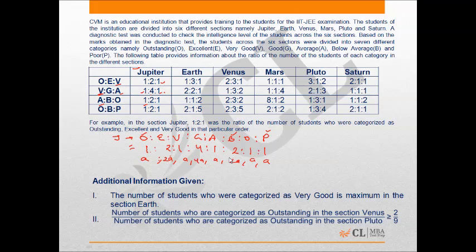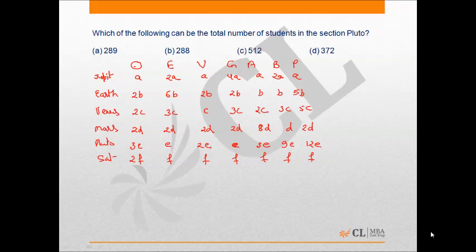Similarly, if we calculate the values for Jupiter, Earth and all categories, we get data like this. So this is a complete data. Now the first question asks me, which of the following can be the total number of students in the section Pluto? So if you see the total number of section Pluto, it will come out to be 3E plus E plus 2E plus E and so on and so forth. It should be nothing but 31E. So if you just check the options, only option D will be a multiple of 31. So this is the correct option for this question.